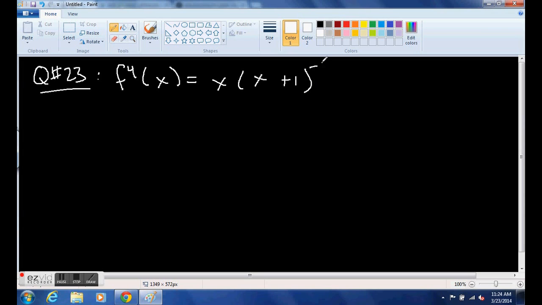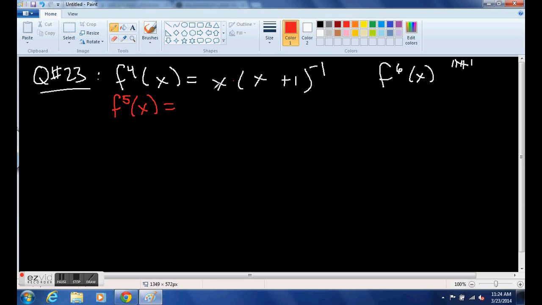Okay, so that's the fourth derivative, and it asks you to find f to the 6th of x. Notice they just said 6, they didn't go 1, 2, 3, 4, 5, 6 like that. So we have to take the fifth derivative, and then we can take the sixth derivative. The fifth derivative of x is equal to this. Remember now we have to use the multiplication rule, the product rule, that's it.